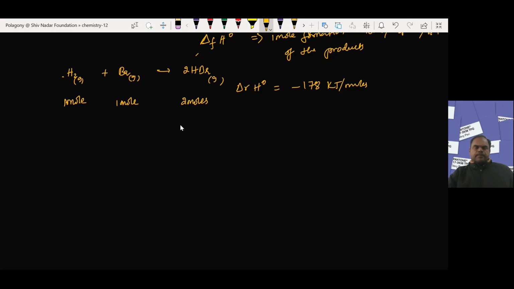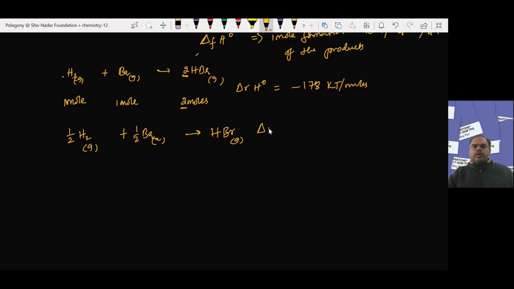2 moles of HBr. So here HBr, the product, is derived from the reactants, the pure states of the elements of the reactants. So 2 moles is formed. Now we can write this equation: 1/2 quantity of hydrogen gas combined with 1/2 quantity of bromine gas to form 1 mole of HBr gas.